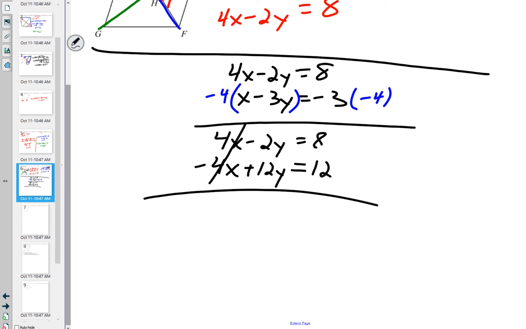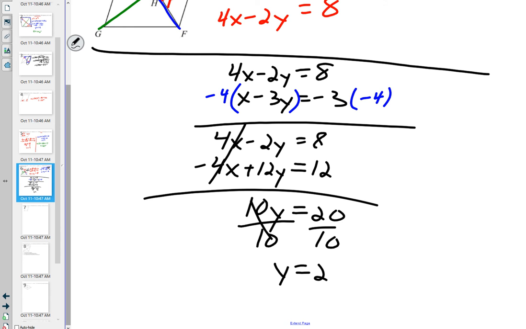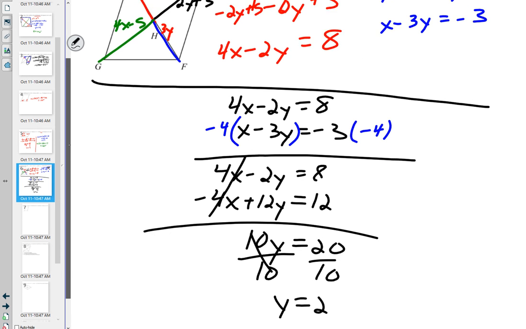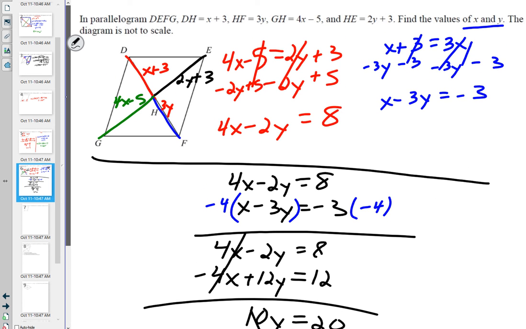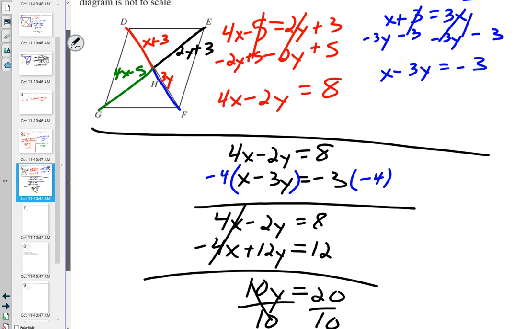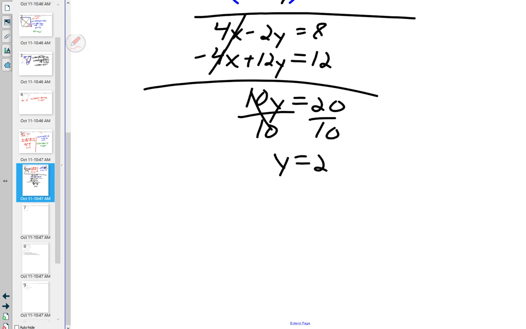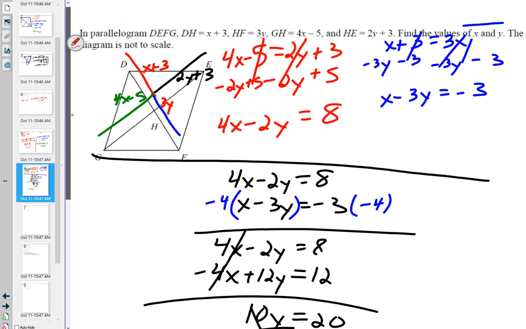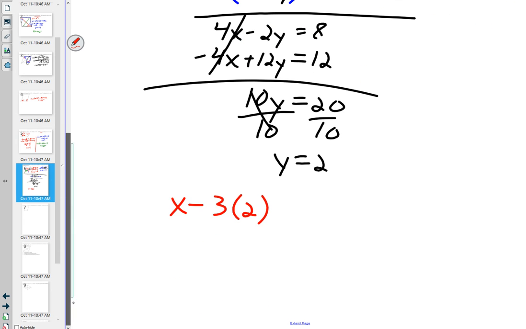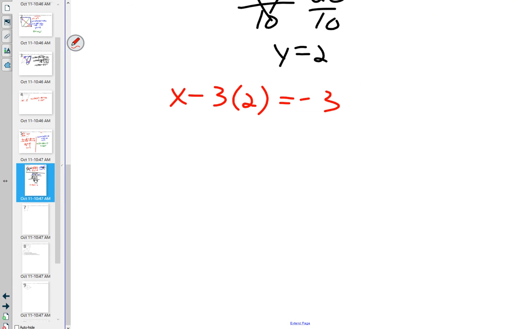All right, so the x's cancel. The reason we had the signs different is so that we can add. So 10y is equal to 20. If you divide by 10, y is 2. Now that I know that y is 2, I can go to any equation on the page and plug in the 2 for y. I'll use the one in the corner over there. So x minus 3 times 2 is equal to negative 3. So x minus 6 is equal to negative 3, plus 6, plus 6, x is 3.